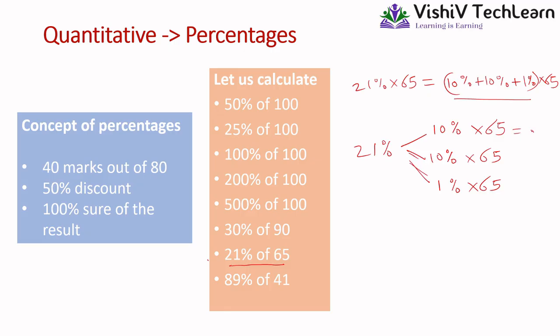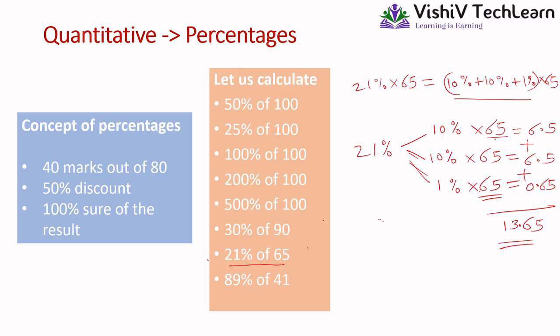Now 10% of 65 is very easy, it is 6.5. If 100% is 65 itself, 10% will be 1/10, and 1/10 of 65 will be 6.5. Similarly, 10% of 65 will be 6.5, and 1% of 65 will be 1 by 100, and we can shift the decimal by 2 places to the left, which is 0.65. Now simply adding these three will give the final answer. So 6 plus 6, 12, 0.5 and 0.5 is 1, so 13 point, and this as it is, 65. 13.65 is the final answer for this.